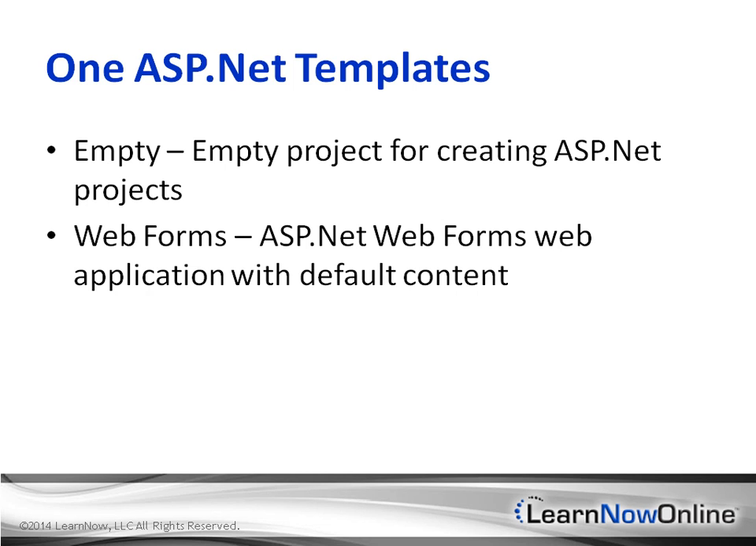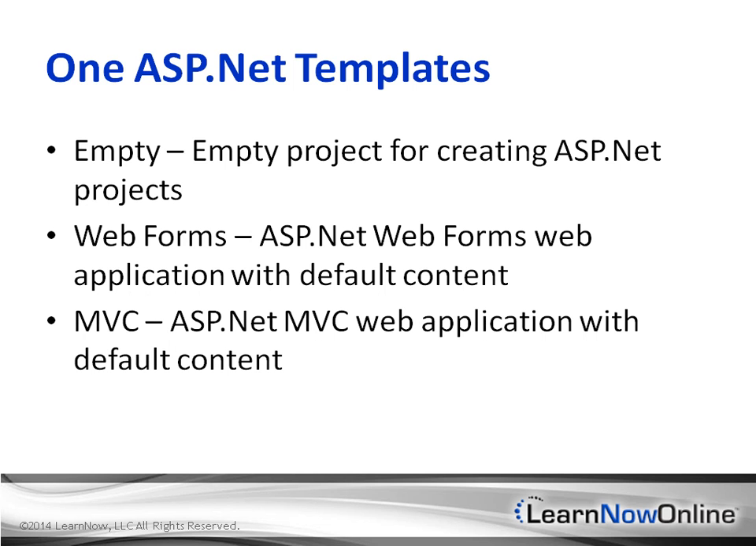The next template that's available to you is web forms. If you pick this template, you're going to end up with an ASP.NET Web Forms web application, and it's going to have some default content that goes with it. You can also specify the authentication scheme that you want to use, those kinds of things. Next is the MVC template. This is the one that we're going to be primarily interested in for this particular course. The MVC web application will come with a bunch of default content. You can specify authentication, you can set up unit tests, that kind of thing.